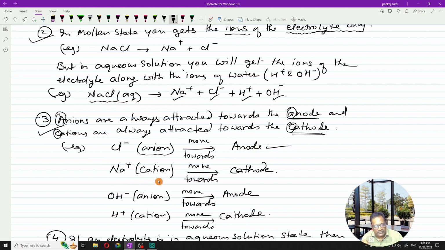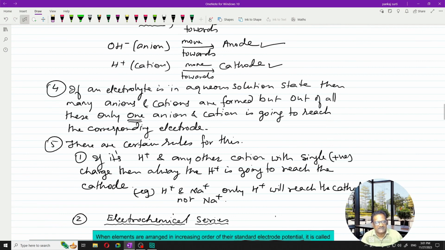Fine. Sodium ion has a positive charge, so it is known as a cation. Being a cation, it will always be attracted towards the cathode. Why? Because the sodium ion has a positive charge on it, and cathode is connected to the negative terminal. So again the negative and the positive are going to attract each other. In the same way, OH ion is an anion because it has a negative charge and it will be attracted towards the anode, and hydrogen ion being a cation will be attracted towards the cathode. Okay. So that was the third point that you should remember.